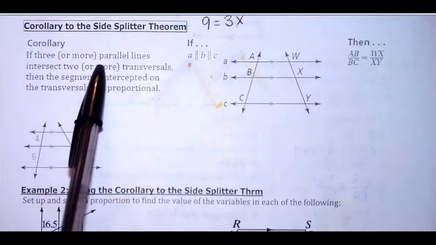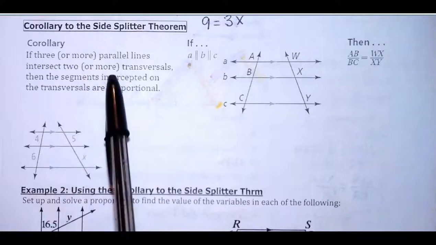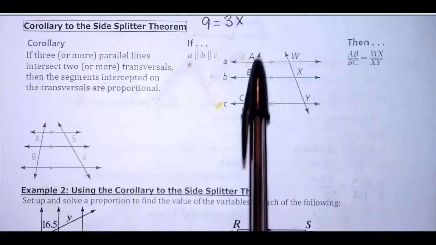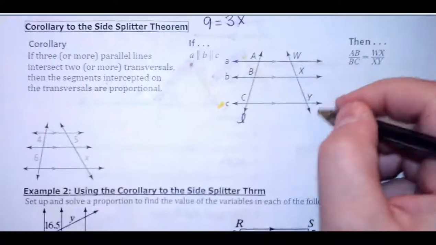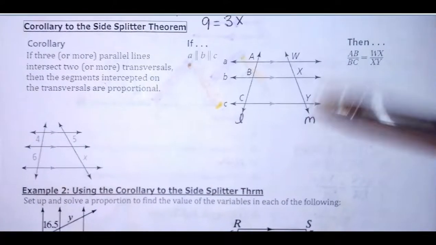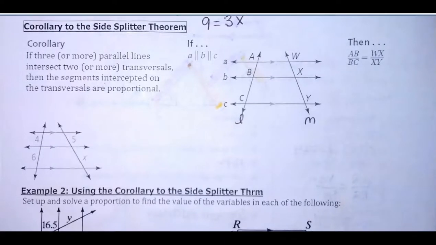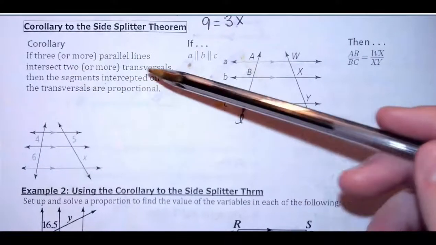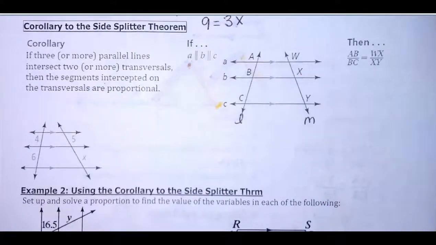Three or more, so I've got 1, 2, 3 lines, they have lowercase a, b, c, intersect two or more transversals. In the diagram here, I have a transversal here. I don't really have a label on it, and maybe we'll call this L and I'll call this M just for the sake of the theorem. So these two lines would be your transversals, what I just labeled with the L and the M. Those are transversals. Okay, so if we've got these parallel lines cutting off these transversals, then the segments intercepted, so where they intersect, they're touched by those lines on the transversals, are proportional.